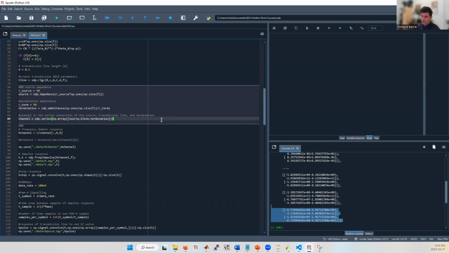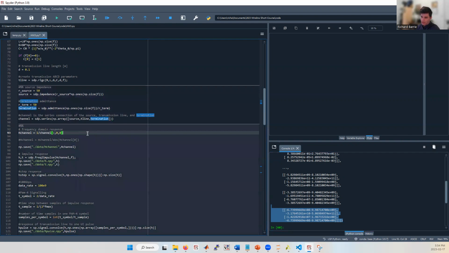Finally, we can create ABCD parameters for the entire channel, which is the series matrix multiplication of the source, the transmission line, and the termination. Finally, we can calculate the discrete frequency response of our entire system as 1 divided by the A parameter, which corresponds to the 0, 0 entry in the matrix.